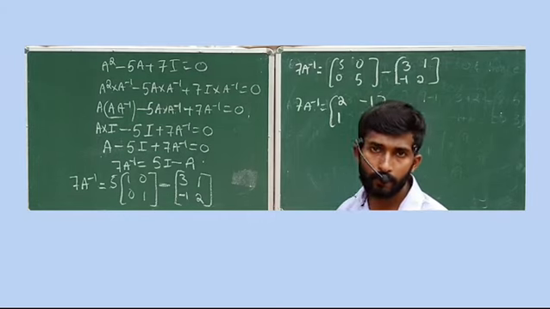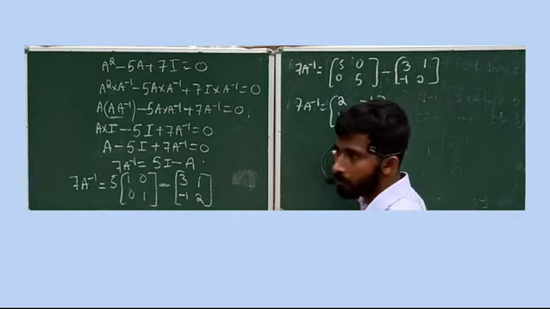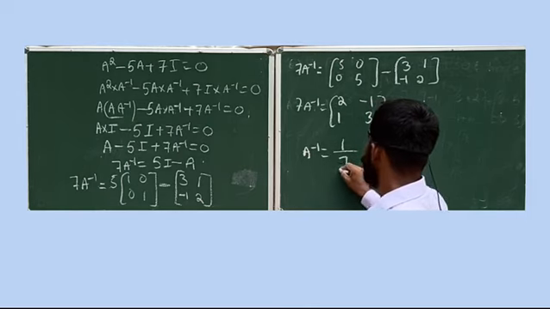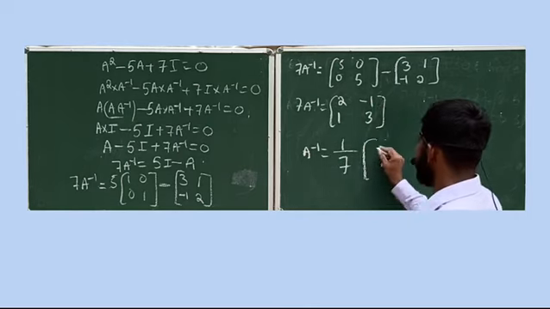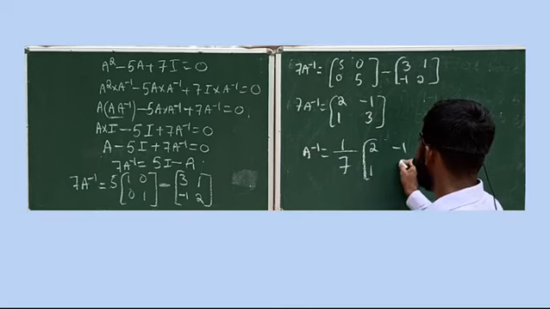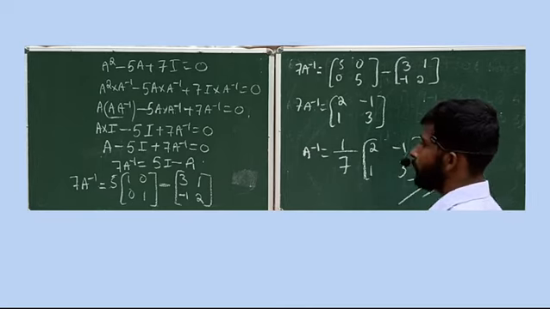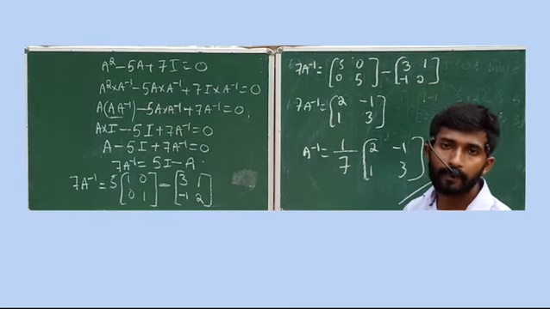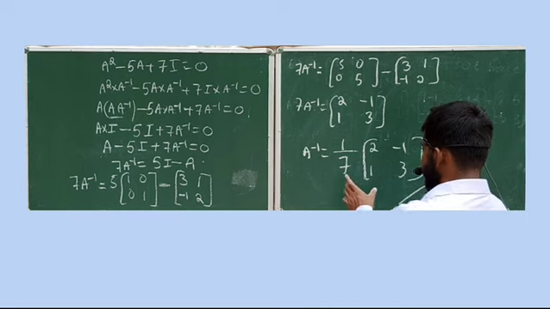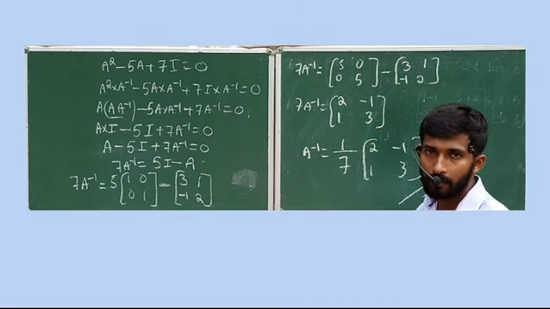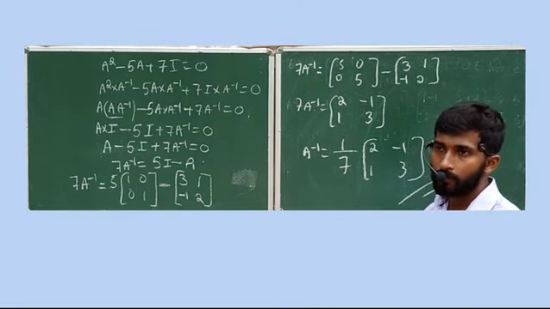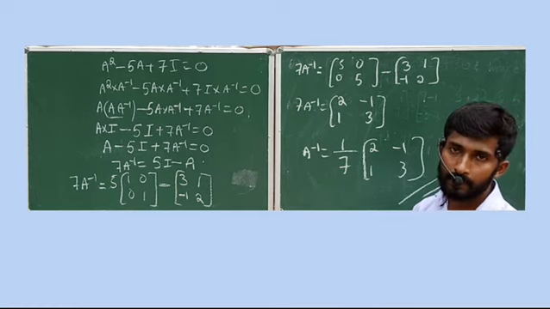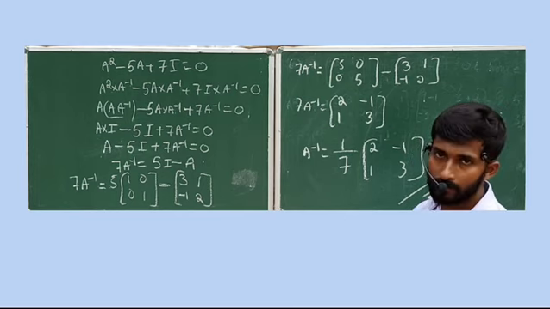We want A inverse, right? So shift this 7 to the RHS. A inverse is equal to 1 by 7 into, what you will get? [2 -1; 1 3]. This is nothing but the inverse of the given square matrix. If you use the formula adjoint A by determinant A also, you will get the same answer. Okay. But see the question. If they asked to show it equal to 0 and hence using that result to find A inverse, it means you need to follow this method.